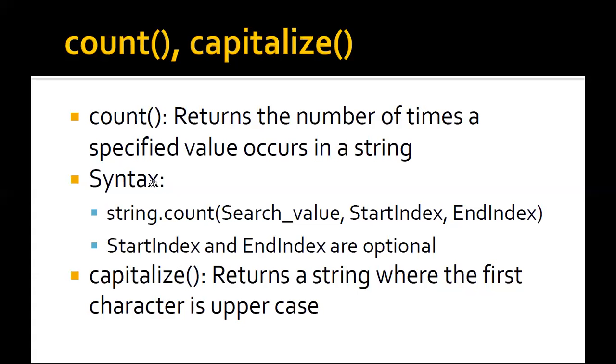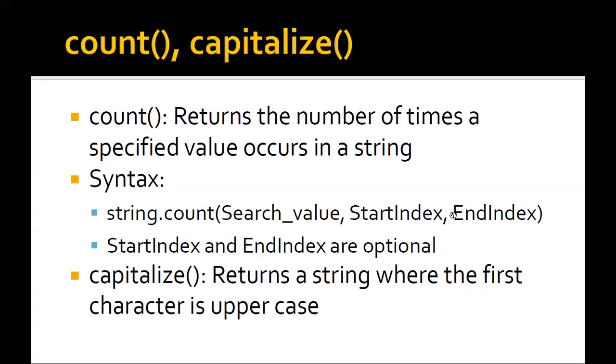Next we have got the count function and capitalize function. The count function, as it indicates, returns the number of times a specified value occurs in a string. This is the syntax: string dot count. It has three parameters: search value, start index, and end index. The search value specifies a value to be searched in your string.